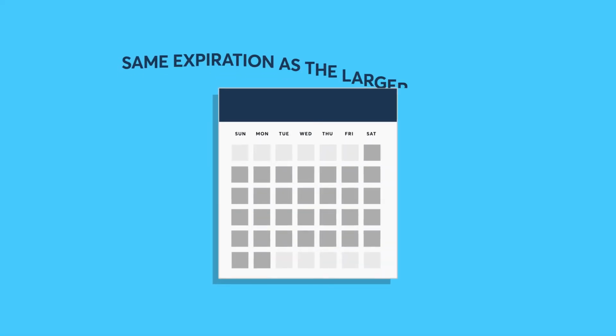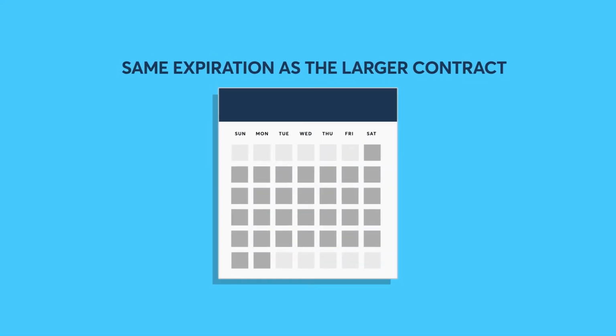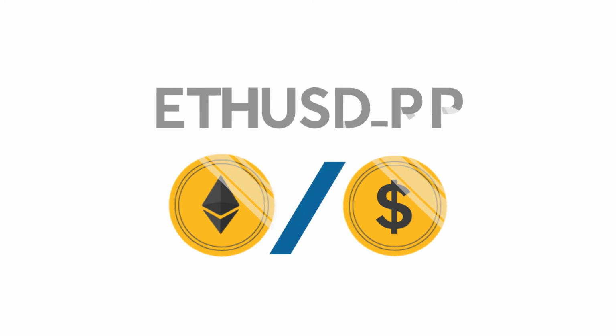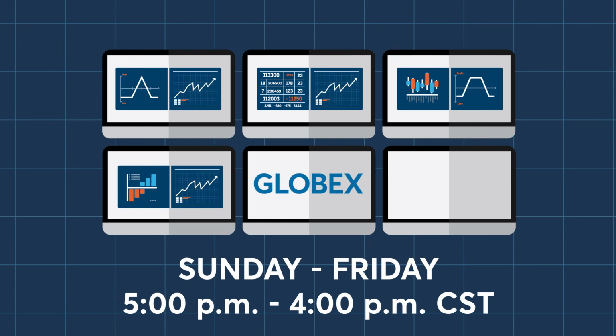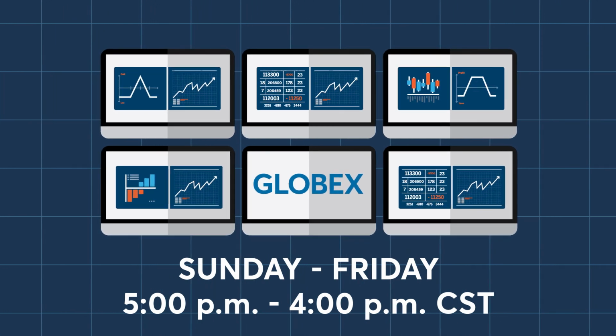Micro Ether futures follow the same expiration as the larger contract, expiring the last Friday of the contract month and settling in cash to the Ether dollar reference rate on the last day of trading. Micro Ether futures trade Sunday through Friday, nearly 24 hours per day, and are block trade eligible.